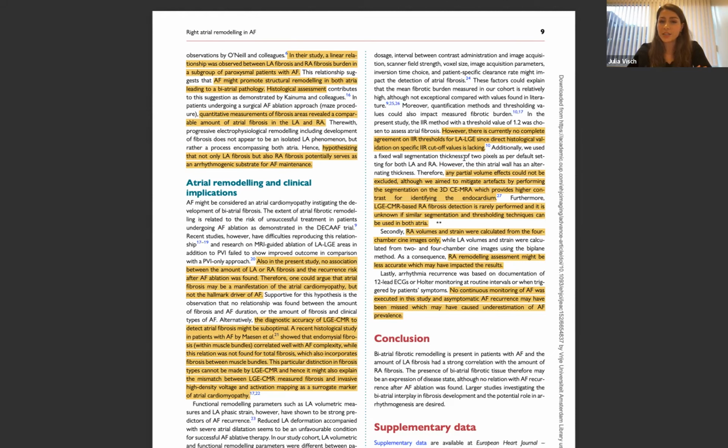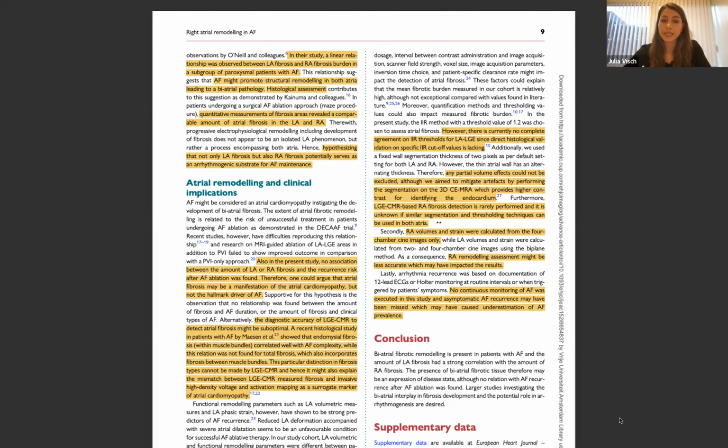Next to that, because the atrial wall is so thin, we used a 2 voxel thickness, and sometimes the endocardium is even thinner than that. So that's why partial volume effects could not always be excluded, although we try to avoid them as much as possible.